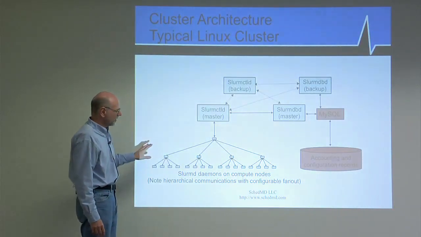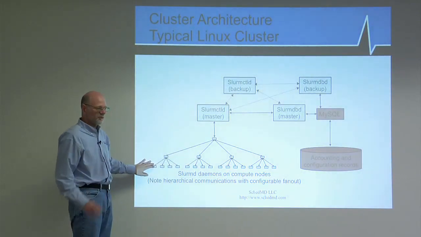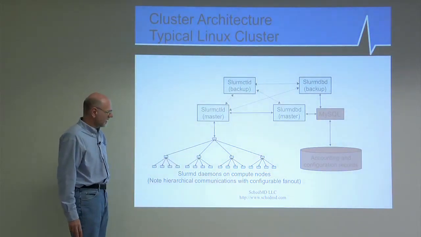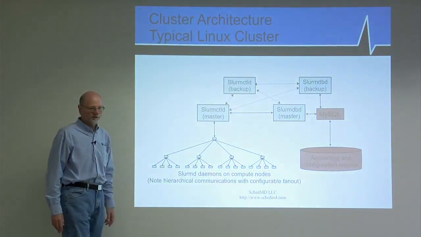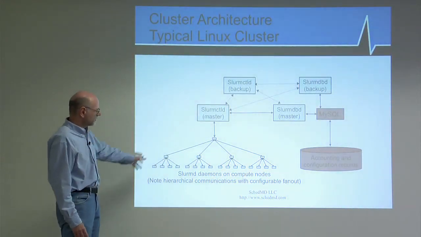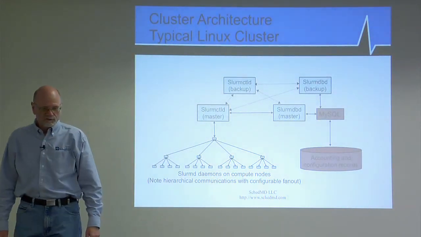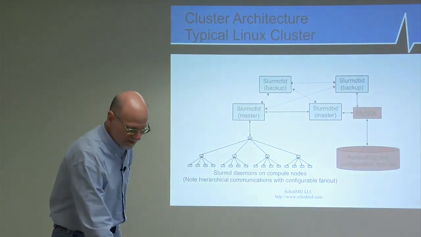On each of the compute nodes, we would have what we call a slurmd daemon. It's very small, it's very lightweight. We have hierarchical communications for performance reasons, and the communications network is fault tolerant, so if any of the nodes go down, it'll route messages around it.